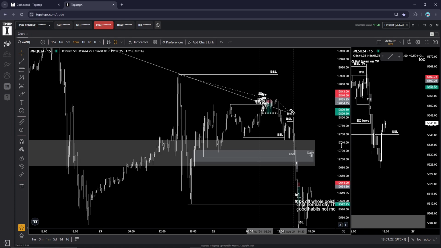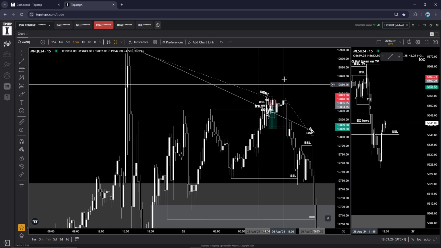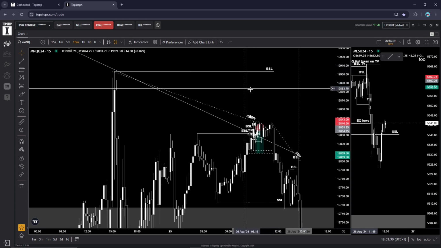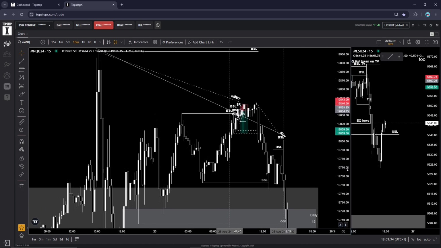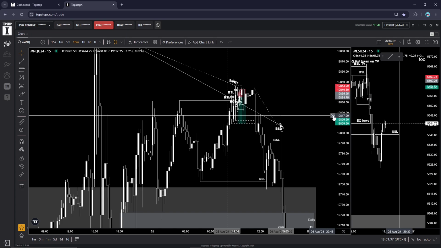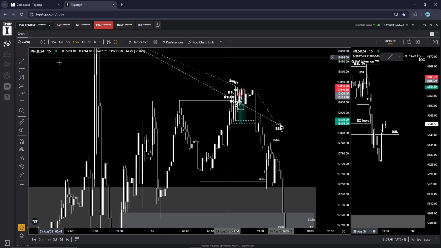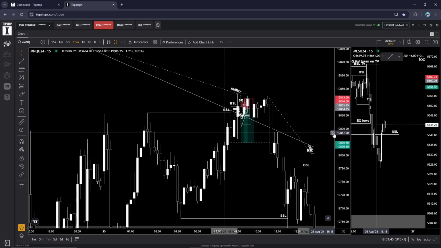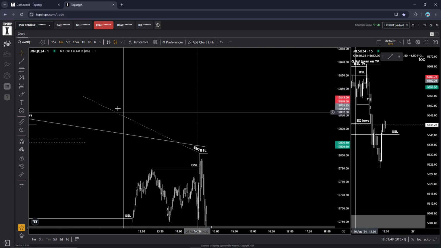So I want to clear some of this so it's easier to see, but I'll just go over what I saw. These two white lines, the vertical ones, this one is London Open, this is New York Open, so my AM and PM sessions. It's annoying Topstep doesn't have a replay mode so I can go back in time, but I'll just try and explain my trade idea.